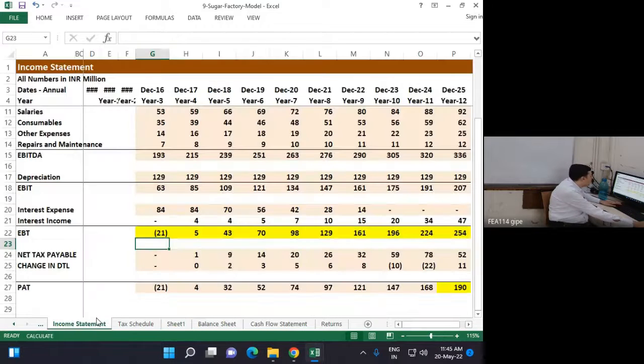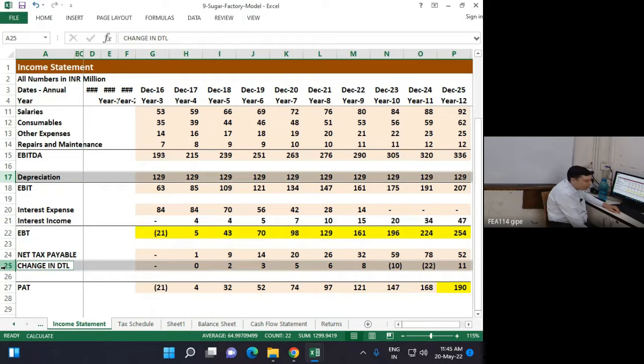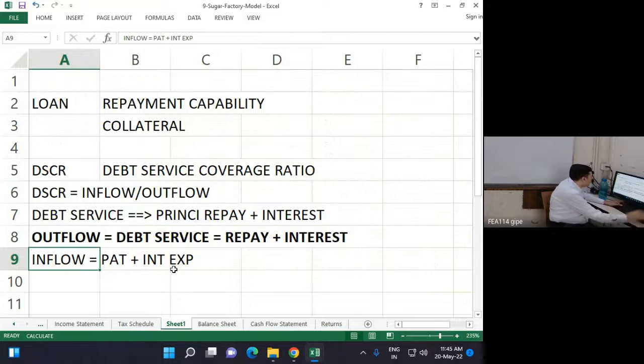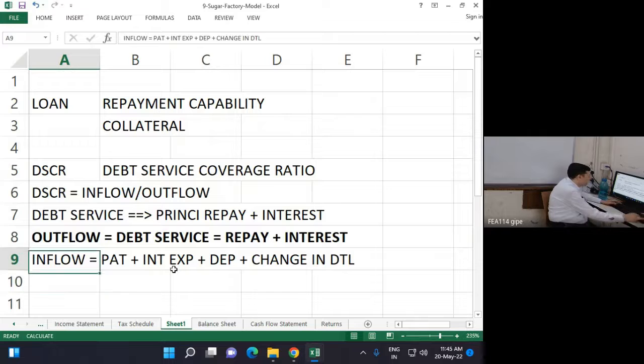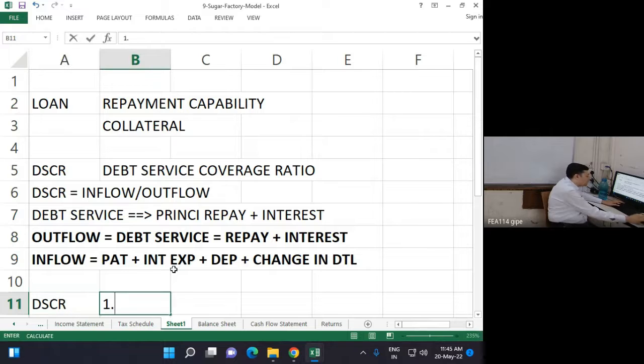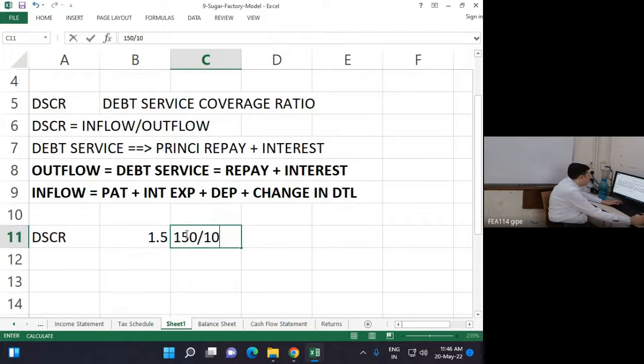Apart from that, there are a couple of non-cash charges like depreciation and change in DTL. So these are expenses which have been subtracted from the PAT, but are actually non-cash in nature. पैसा गया नहीं है. So therefore you add back the depreciation plus change in DTL. So this is your inflow. So when you find inflow upon outflow, what you get is the debt service coverage ratio. So let's say the debt service coverage ratio is 1.5. That means let's say the inflow is 150, outflow is 100.